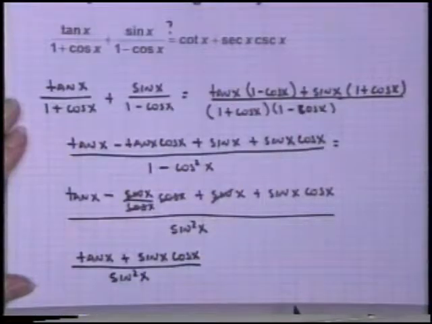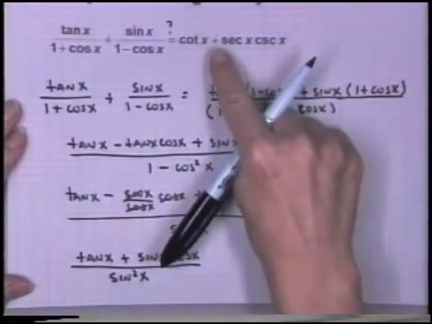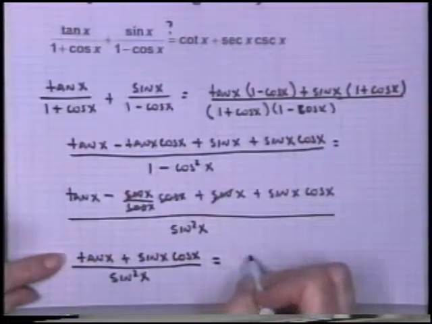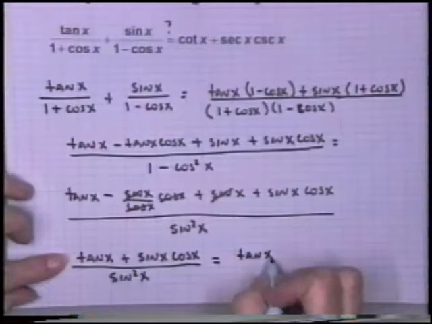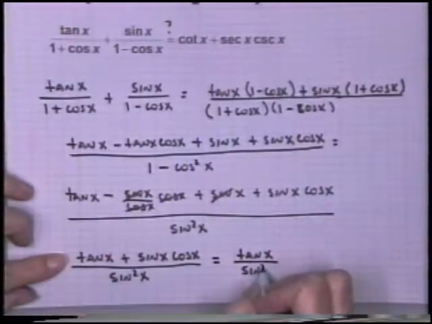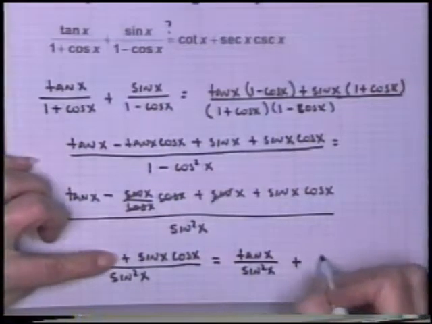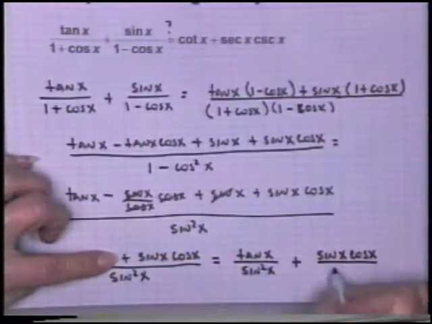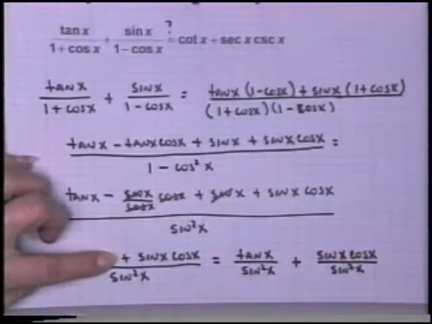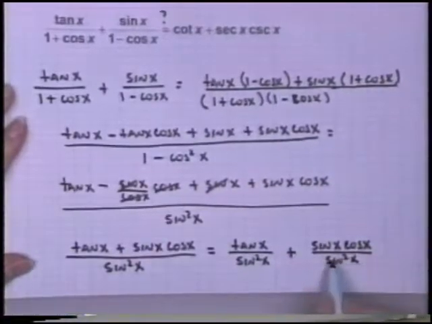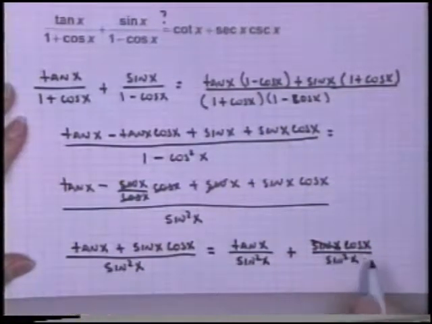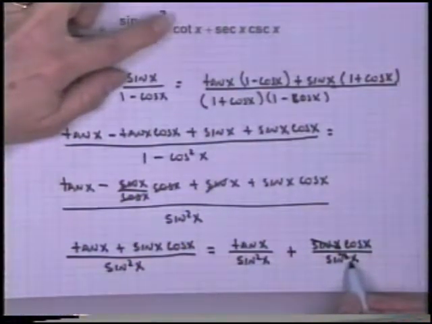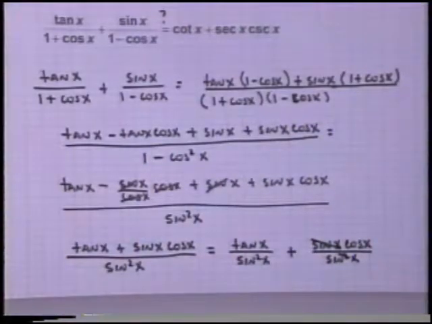These are both over sine squared x. Now, looking at this, notice how up here we have two terms. Well, I'm going to go backwards now and split this back apart. I have tangent x over sine squared x plus sine x cosine x over sine squared x. Okay, I begin to see some things that might occur. Sine x over sine squared, I can cancel one of those, right? There's cosine over sine, which is going to be this cotangent I was looking for.